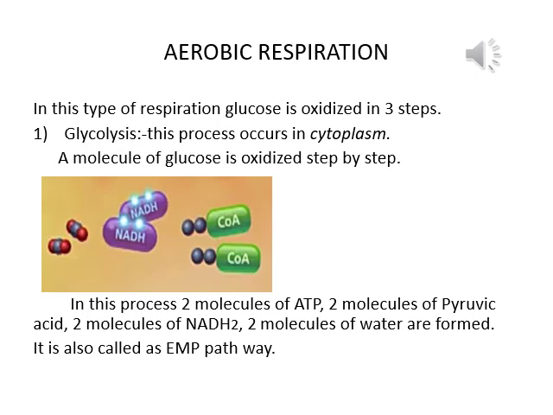In glycolysis, two molecules of ATP, that is adenosine triphosphate, two molecules of pyruvic acid, two molecules of NADH2 and two molecules of water are formed. Then these two molecules of pyruvic acid enter the mitochondria and are converted into two molecules of acetyl coenzyme A. In this process, two molecules of NADH and two molecules of CO2 are also produced.